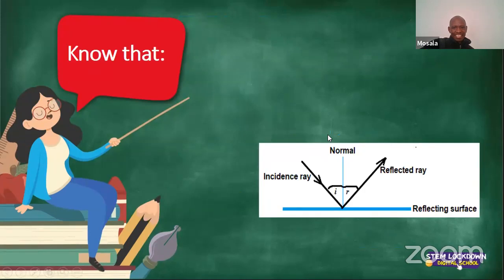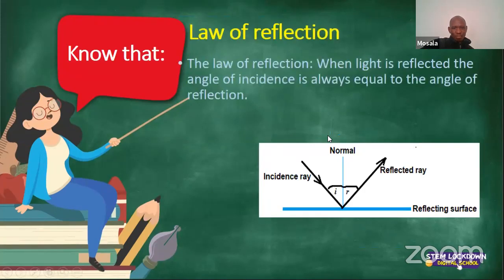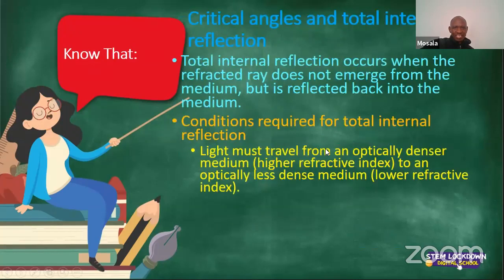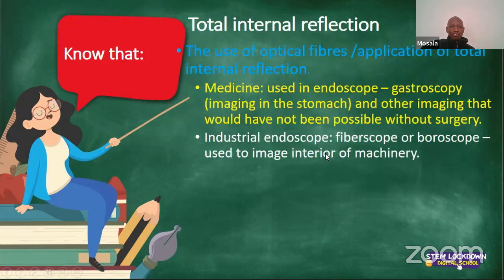Let's go back to where we were. We're talking about the application of total internal reflection, or the use of optical fibers. Generally it is used in medicine in what we call endoscopes. There are different kinds of endoscope, but the one commonly used is the gastroscope, which is used to make images of the stomach, a form of imaging that would not be possible without surgery.